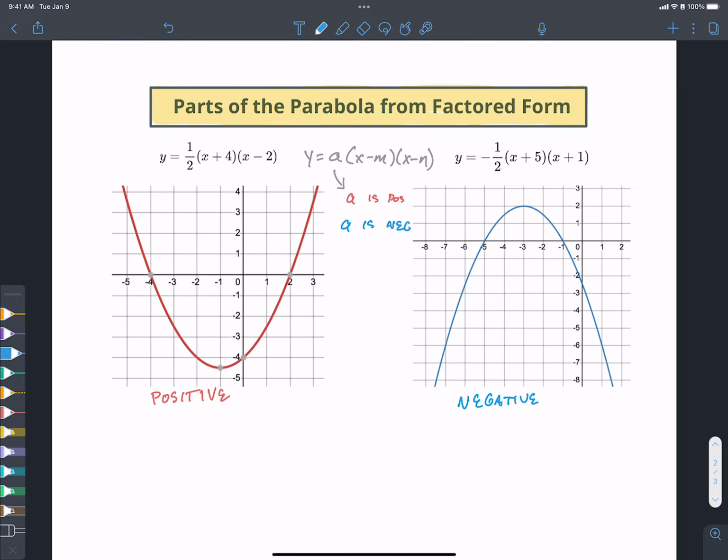Additionally, I notice a couple of things here. When I'm looking at this, I see I've got a zero, or an x-intercept, at 2, and here I've got a negative 2. And over here, I've got a negative 4, and here I've got a positive 4. That's kind of interesting, but I can see that my zeros, my x-intercepts, are within the factored form.